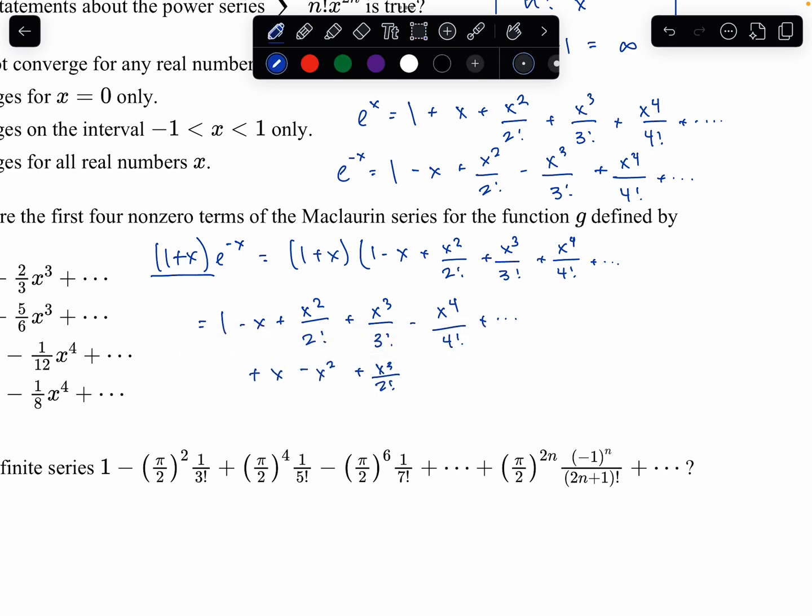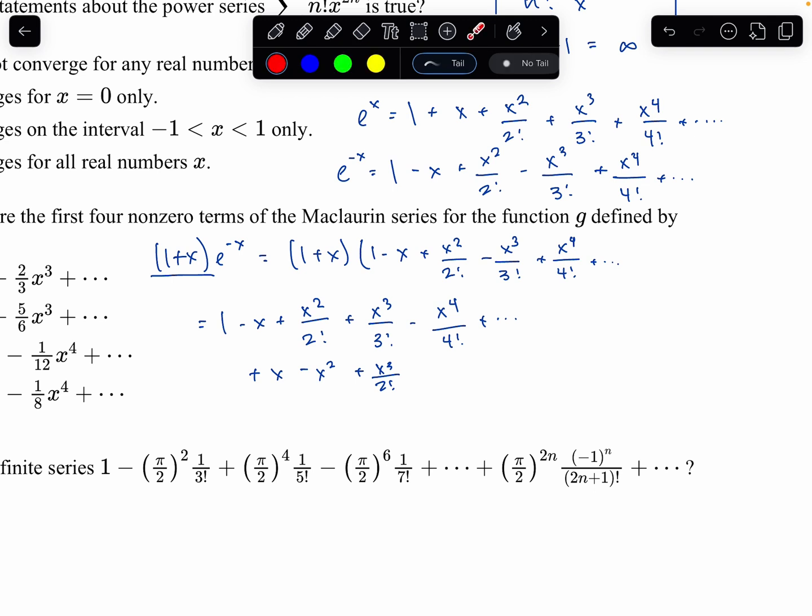So I did x times 1, and I got x. I did x times negative x, got negative x squared. X here, that's going to be x cubed over 2 factorial. X, that's going to be x to the 4th over 3 factorial. Where's my negative signs? Uh-oh. Positive, negative, positive, negative, positive.